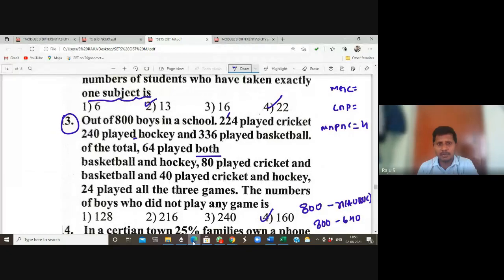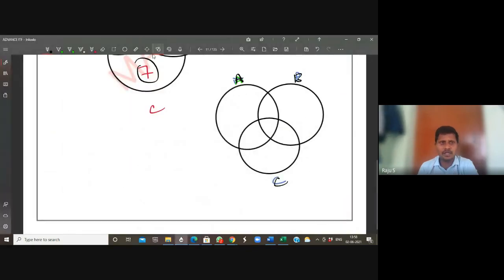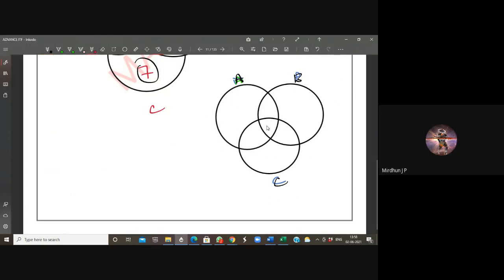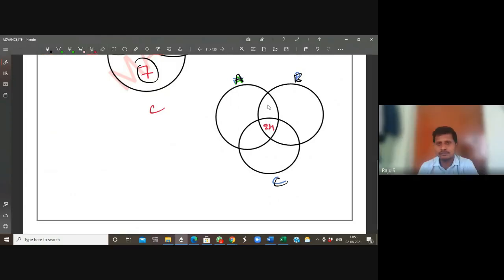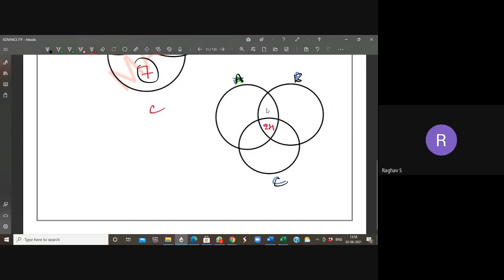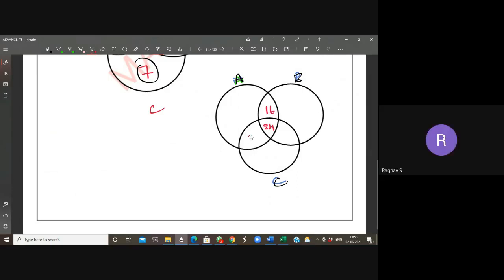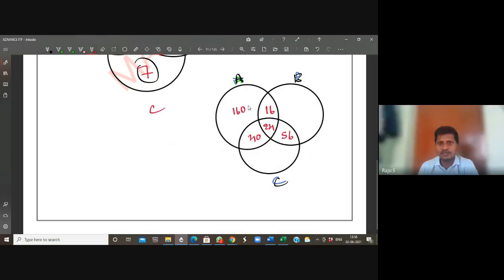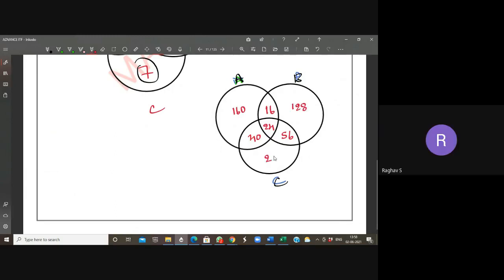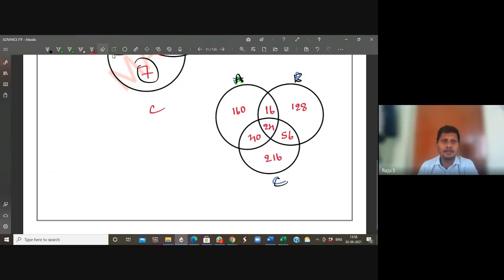How many played all 3 games, students? Sir, 24. Then here 16, here 56, here 40, here 160, here 128, 120, 216.